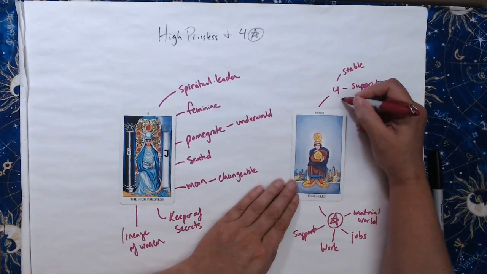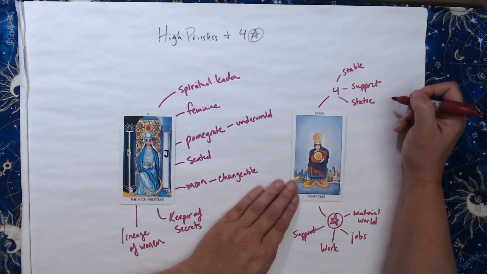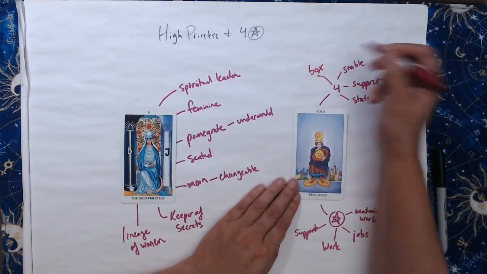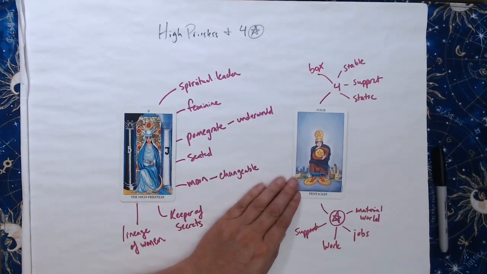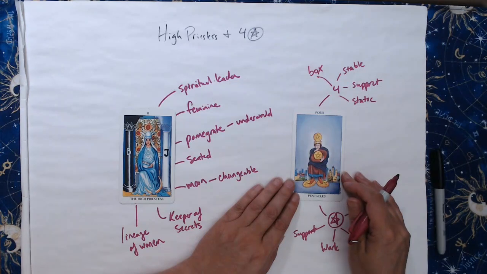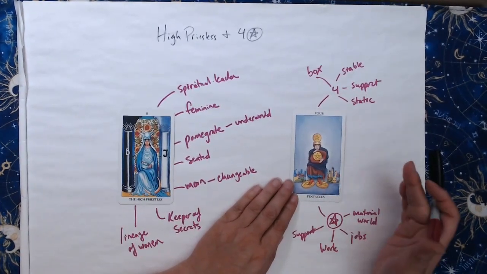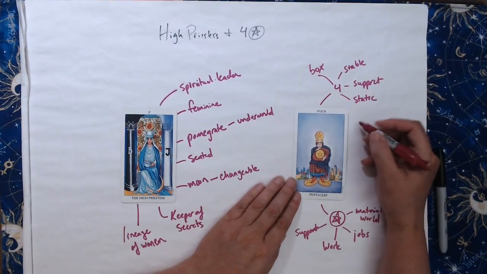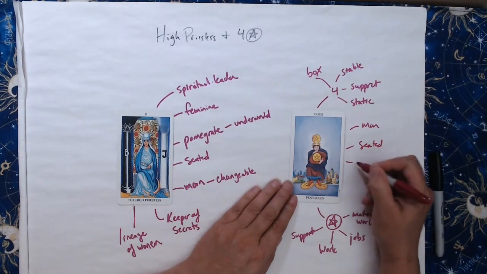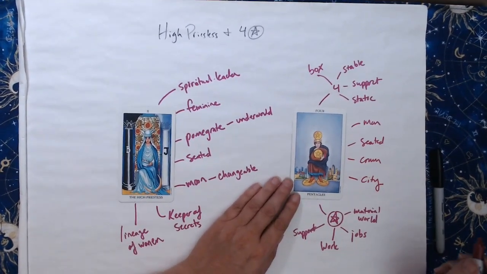They are kind of static, the fours are. The four always reminds me of a box, so you can write box down. And then you can write some descriptors of what's on the card. So there's a man. He's seated. He has a crown. There's a city behind him. And so you just have that.